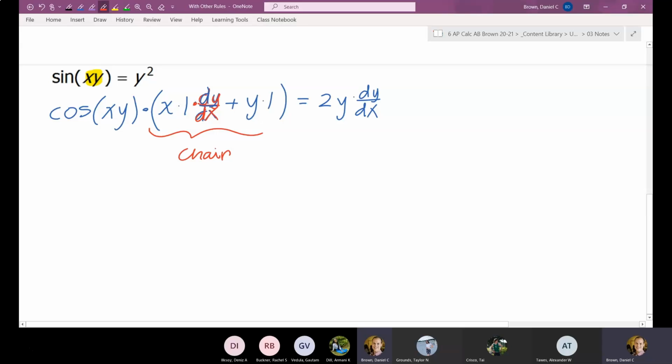Yes, Becky. How did you find the derivative of x times y? The product rule, because this is x times y. So I had the first times the derivative of y, which is 1 times dy dx, plus the second times the derivative of x. Okay. Product rule.